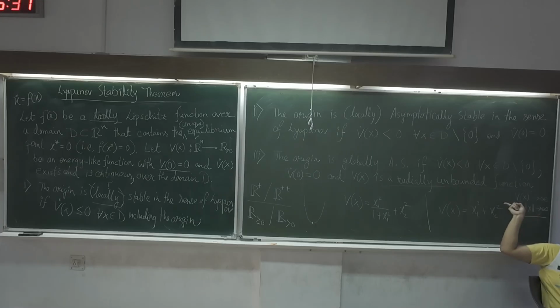Radially unboundedness means: what is the situation for V(x) as the norm of x tends to infinity? Now the norm of x means the root over x1 square plus x2 square up to xn square. That is nothing but the radius if you restrict to 3 dimensions. In 2D, the root over x1 square plus x2 square is nothing but r in the case of a circle.